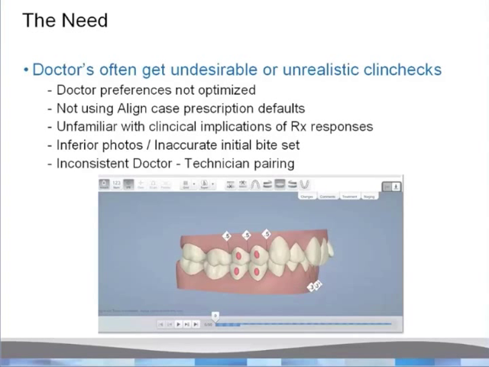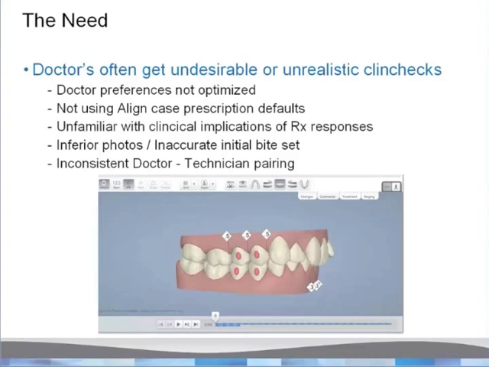The other thing is the doctor could be unfamiliar with the actual clinical implications of the questions they're being asked, and so the templates will help overcome that potential. A very common element that would affect the unrealistic outcome is if the case is being built upon inferior photos that lead to an inaccurate bite set, so we'll be discussing that today as well.